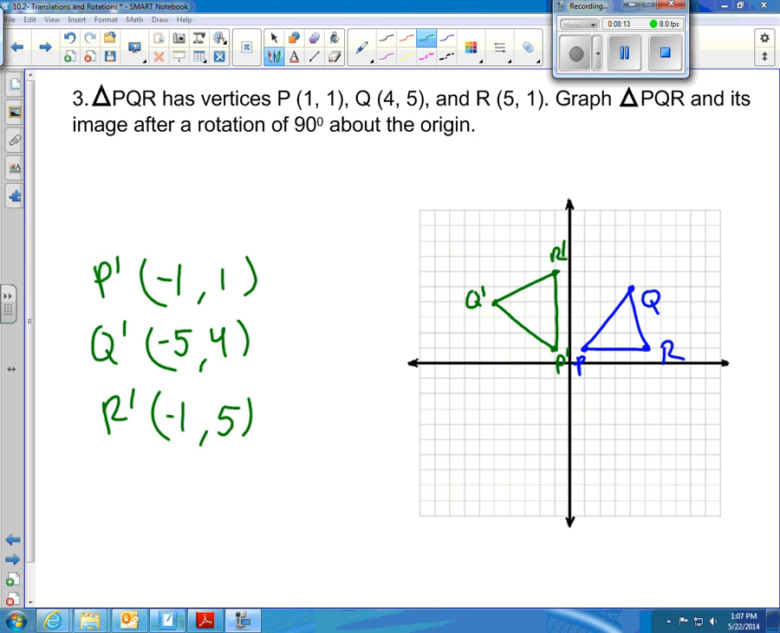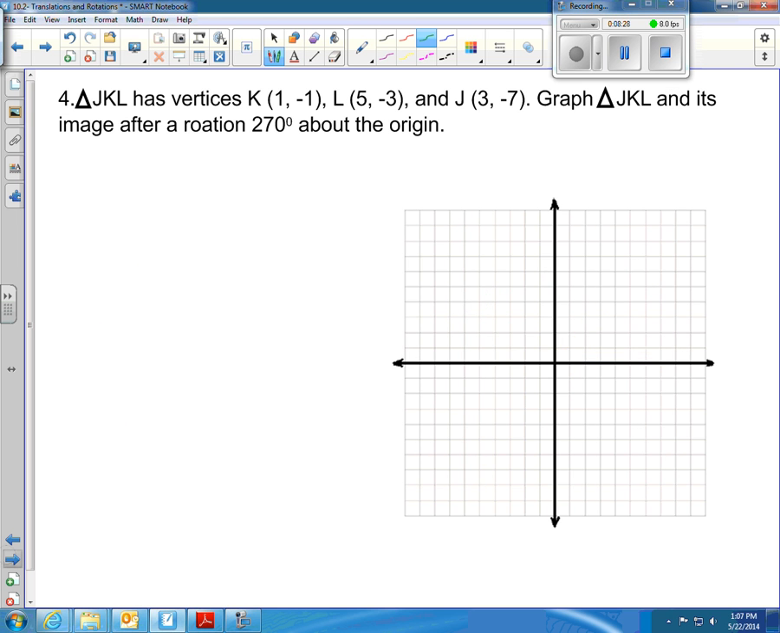All right, let's compare. It's taking those points and we're just turning them 90 degrees. So again, we're not sliding in this one like we do with our translations. The actual figure is completely rotating. All right, let's do another one.